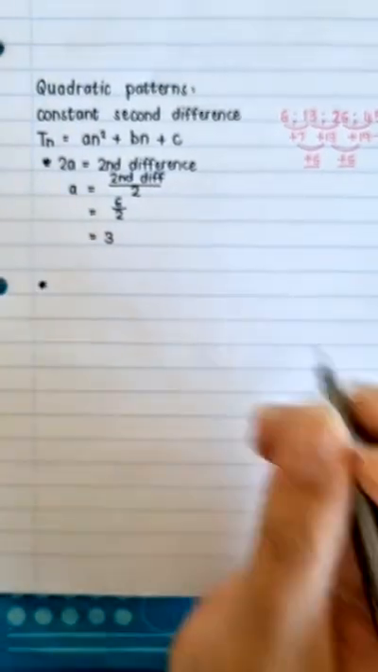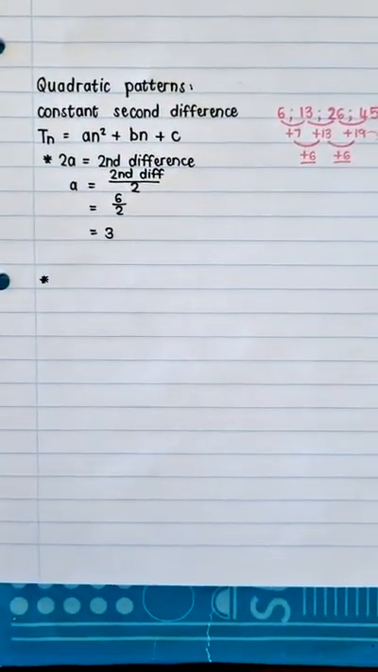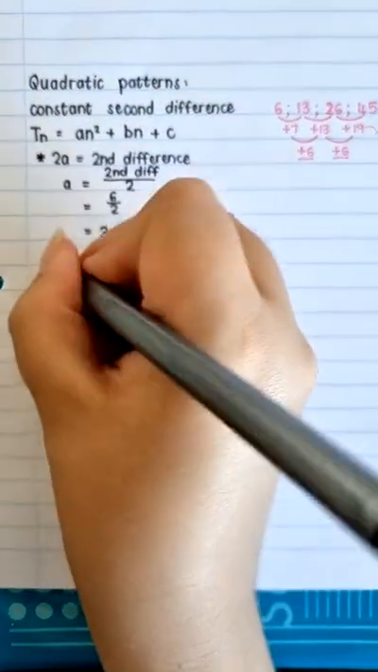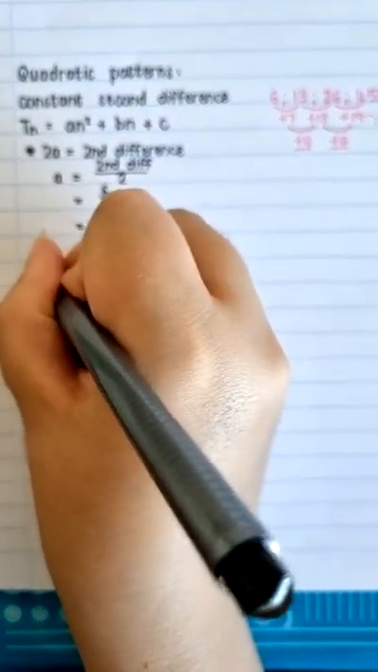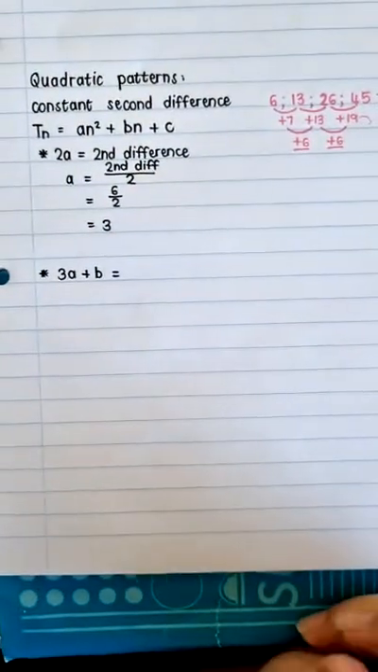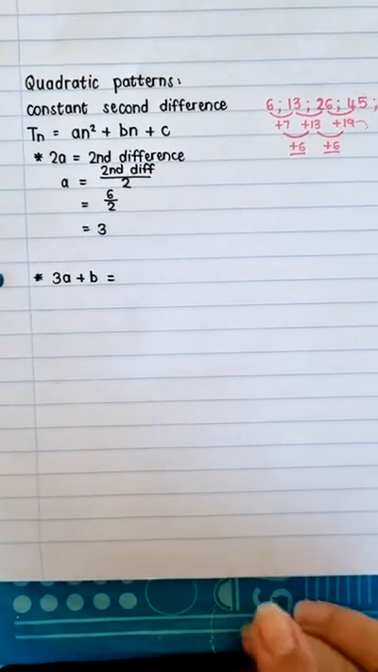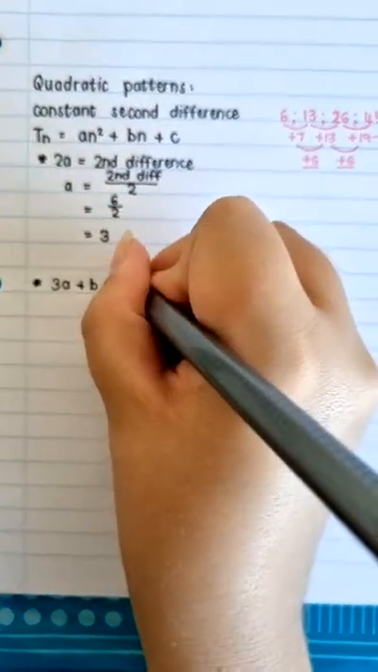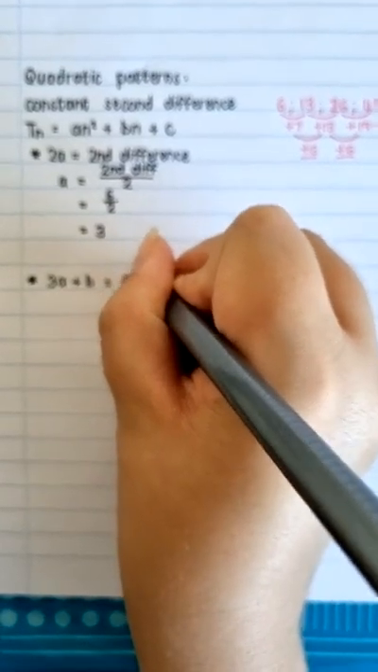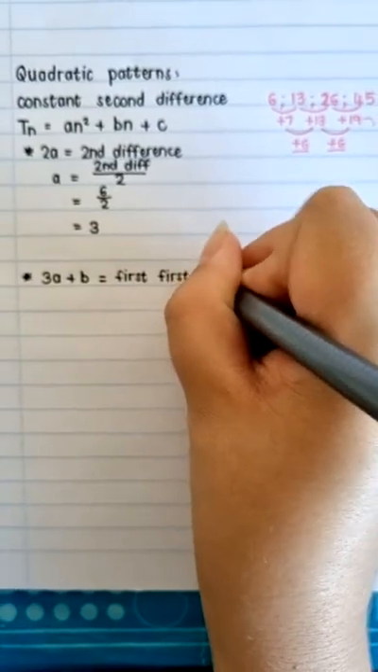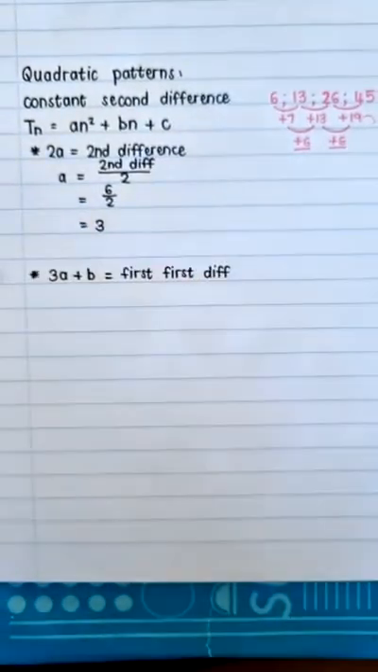Then, next up we're going to find b. And this is the second part of the formula that you need to remember. So the formula is that 3a plus b is equal to your first difference. Now that sounds a bit strange. I'm just going to write it down. So your first difference. I'm going to write it down in a slightly different way just now.